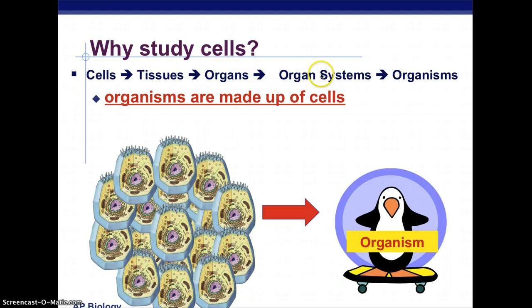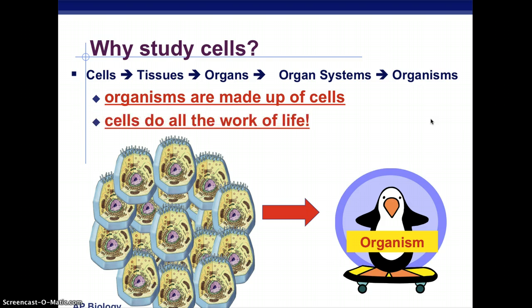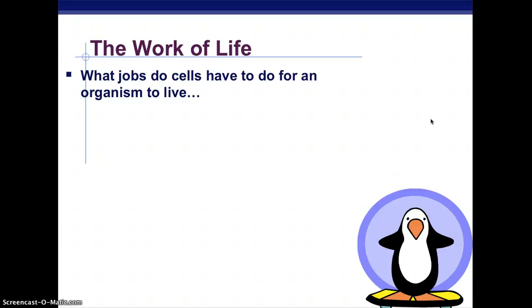And then those organs make up organ systems such as your digestive system, respiratory system, circulatory system, nervous system. And then all those systems together make up the organism. So organisms are made of cells, and the cells then do all the work of life. So what is the work of life? The work of life talks about the jobs the cells do.